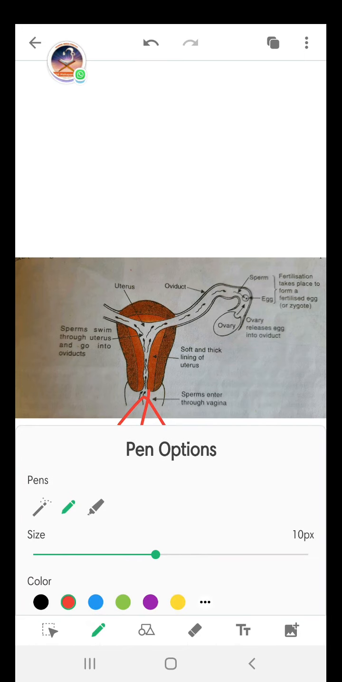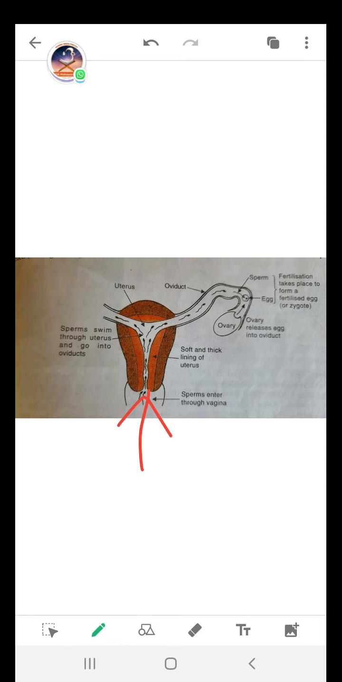So, we can say that fertilization takes place in the oviduct. The fusion of male and female gamete takes place in the oviduct. The oviduct, or fallopian tube, is the place where fertilization takes place. It is very important from the board point of view also. They may ask this question many times: where does fertilization take place? So students, fertilization takes place in the oviduct only, that is the fallopian tube.